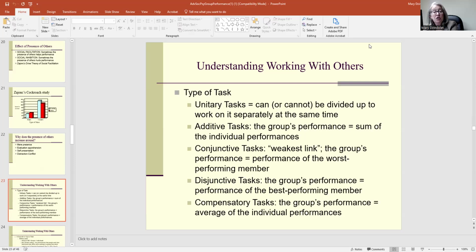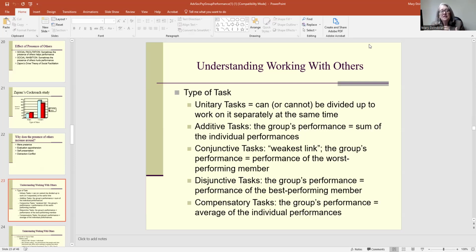And there are compensatory tasks. This is when the group performance is equal to the average of the individual performances. These tend to be tasks that are more like opinions and such, because you might be going, what's the difference between a compensatory task and an additive task? An additive task, you add it up. Compensatory task, you add it up and divide it by the number of people in the group.